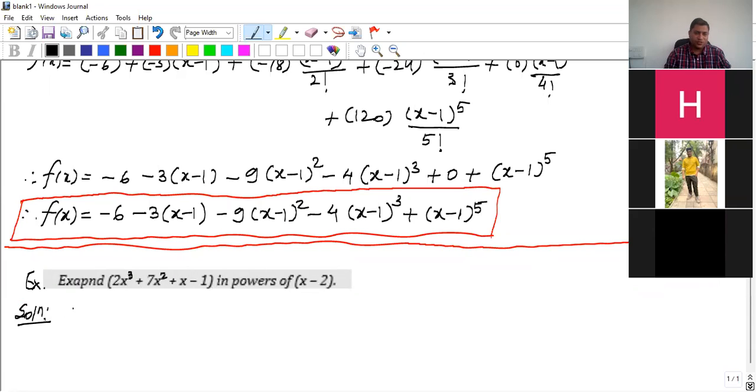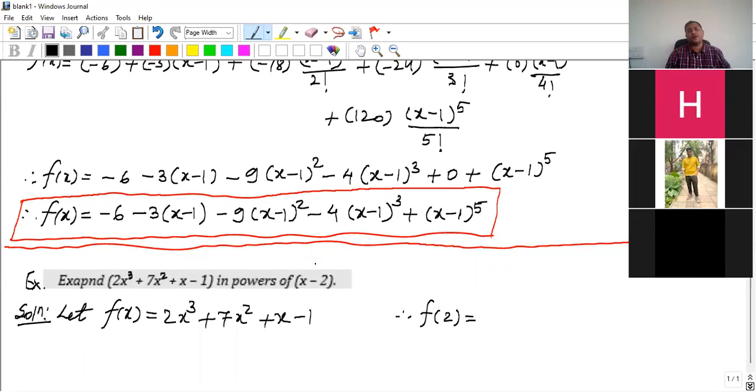Okay, so again we have to use the formula 1. So f of x is equal to 2x cube plus 7x square plus x minus 1. And here the value of a is going to be 2 because we want to expand this in terms of x minus 2.